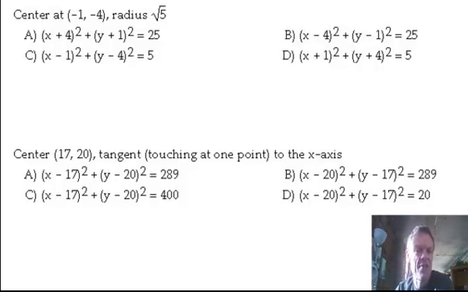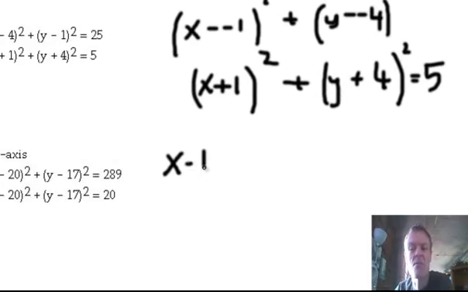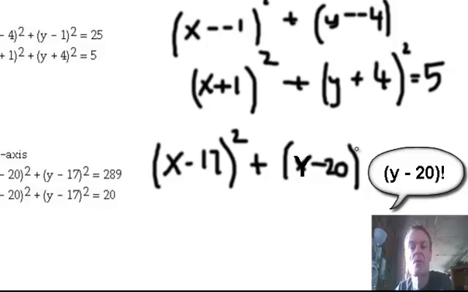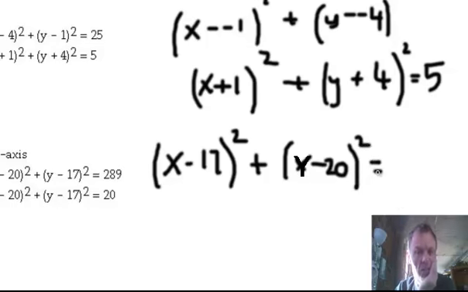If the center is (17, 20), then straight away I have this: (x minus 17), there's the h, the x coordinate of the center, squared, plus the y is 20, so (y minus 20), no double negatives in this one, all squared, equals, and you're going, whoa, what's the radius? Tangent to the x-axis.